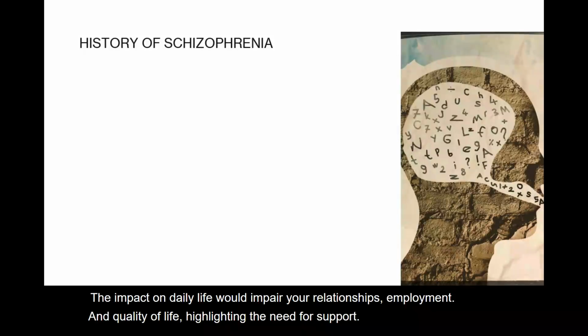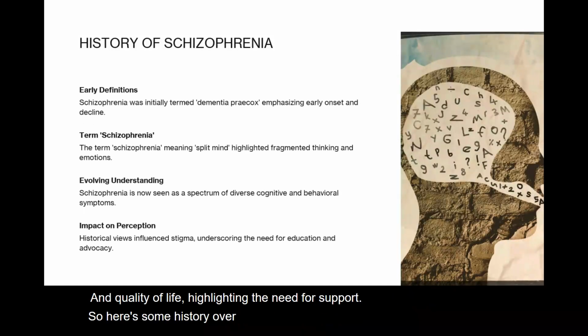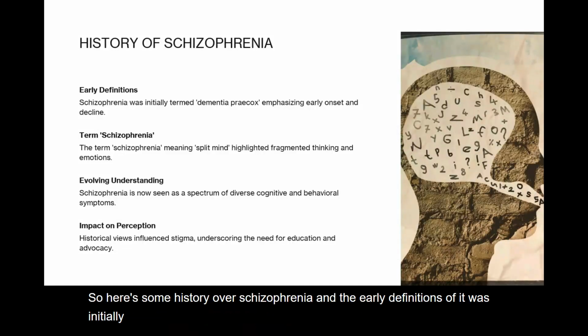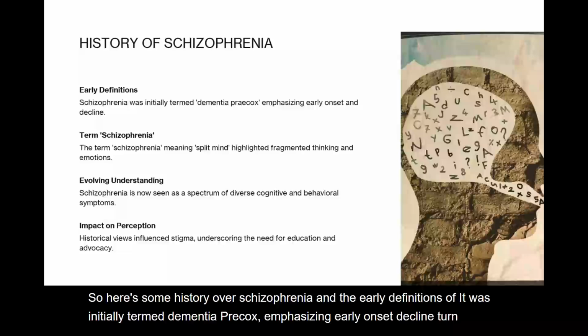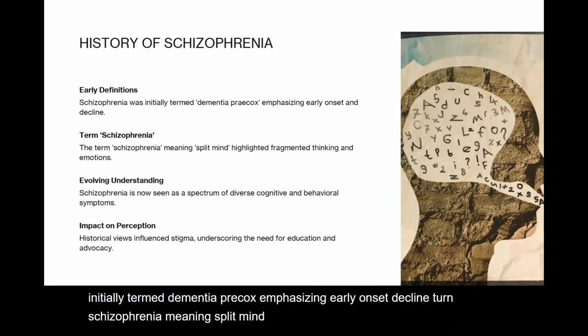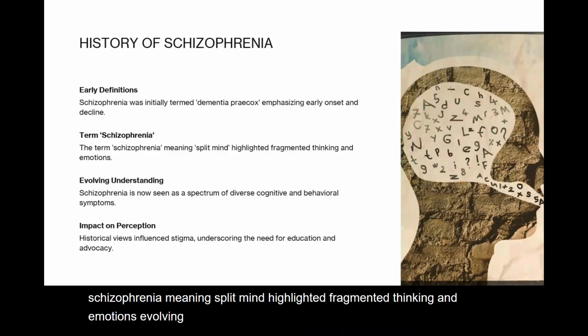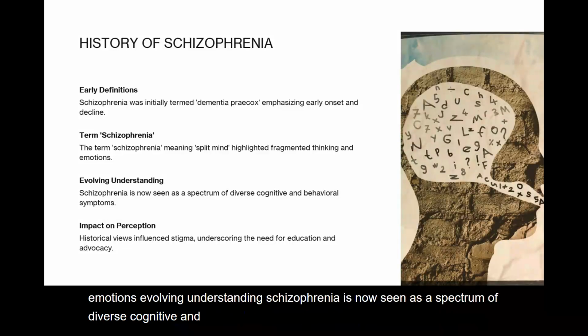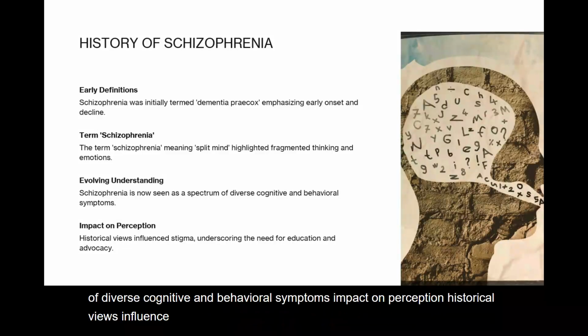So here's some history over schizophrenia. The early definitions of it was initially termed dementia praecox, emphasizing early onset decline. Term schizophrenia, meaning split mind, highlighted fragmented thinking and emotions. Evolving understanding. Schizophrenia is now seen as a spectrum of diverse cognitive and behavioral symptoms. Impact on perception. Historical views influence stigma, underscoring the need for education and advocacy.